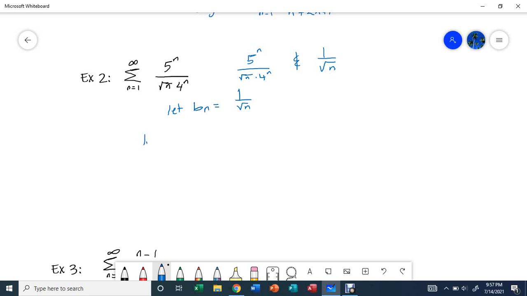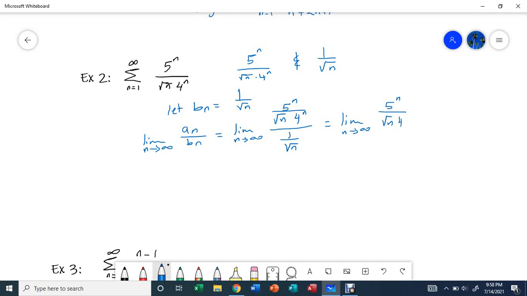And now the same thing, find the limit as n goes to infinity of a_n over b_n, which is the limit as n goes to infinity of 5 to the n divided by square root of n times 4 to the n, divided by 1 over square root of n, which is going to be the limit as n goes to infinity of 5 to the n divided by square root of n times 4 to the n, times the reciprocal of 1 over square root of n, which is just square root of n.